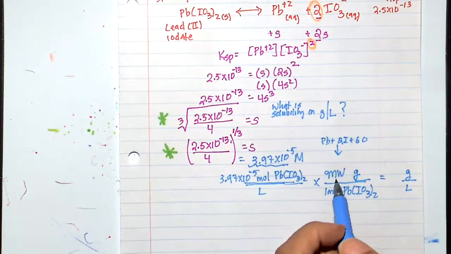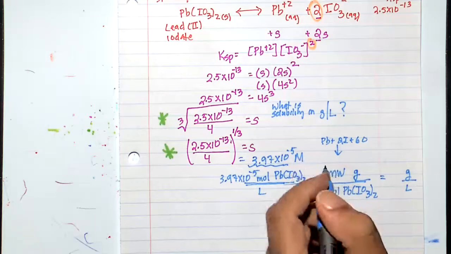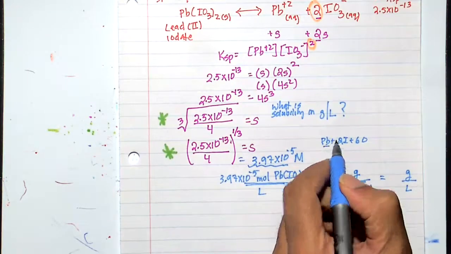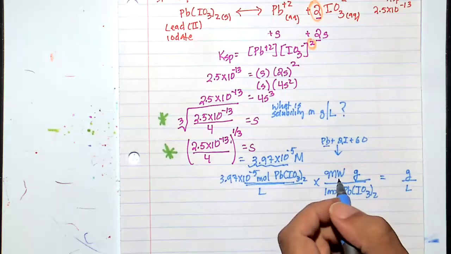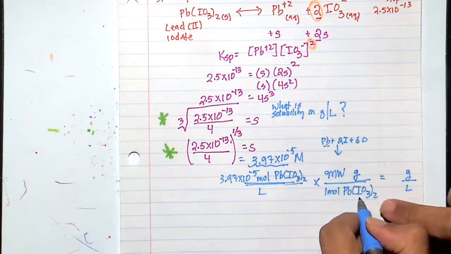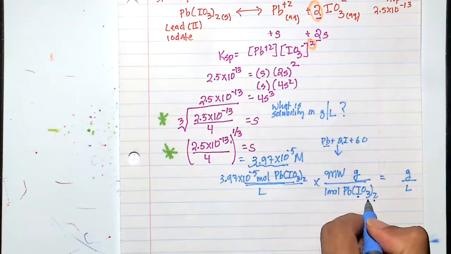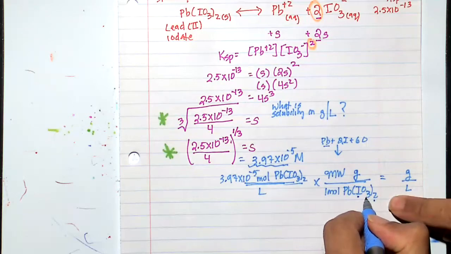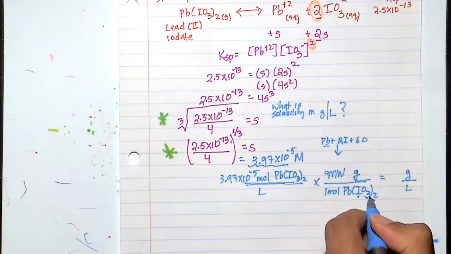The number of grams. Molecular weight. From the periodic table. So whatever lead is on the periodic table, I don't think I have a periodic table with me. But you just read off that number from the periodic table. Why did I multiply I by 2? Because I got 2 I's. Why did I multiply oxygen by 6? I got 6 oxygens.